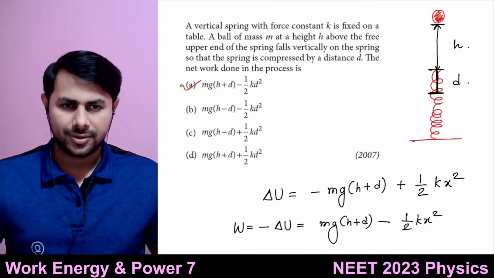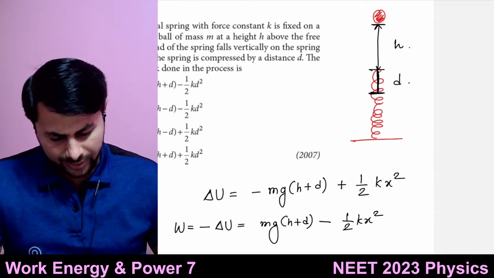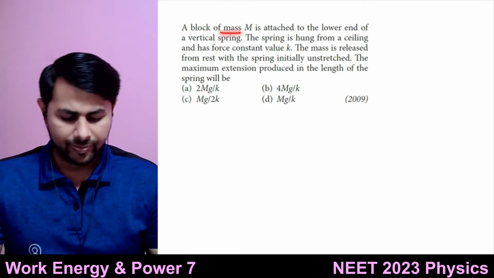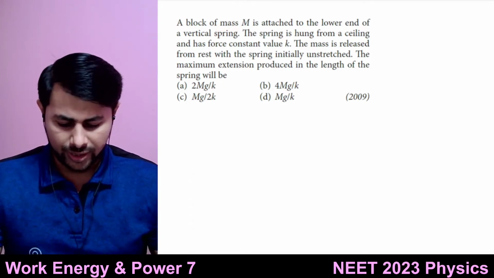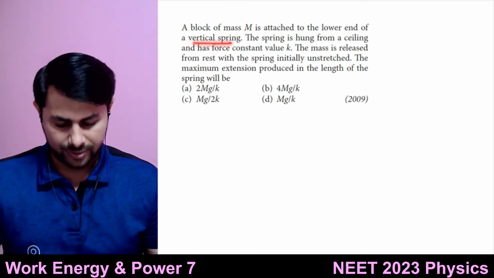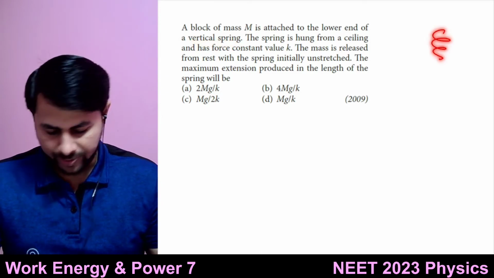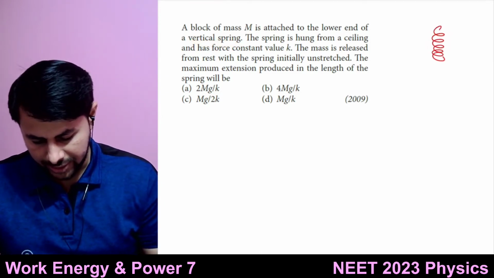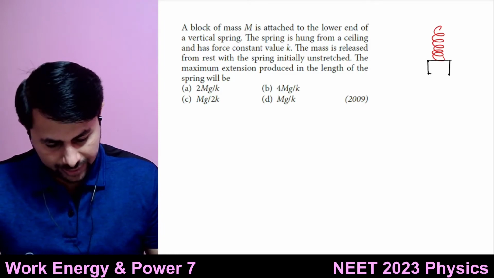Right? So yes, let's see the next question. A block of mass m is attached to the lower end of a vertical spring. There is a vertical spring like this, and you attach a mass m.